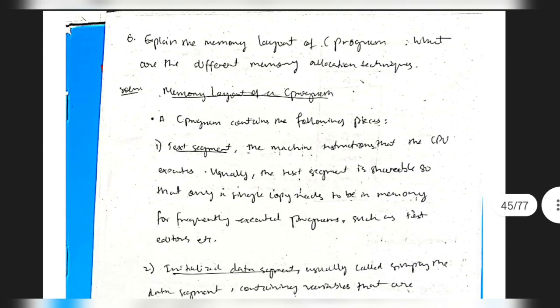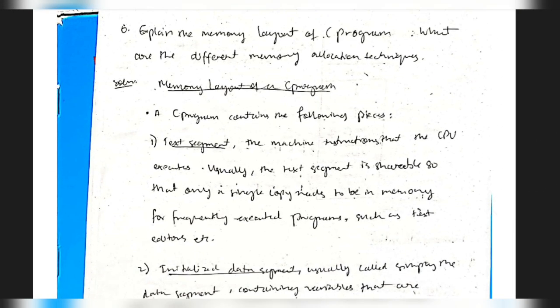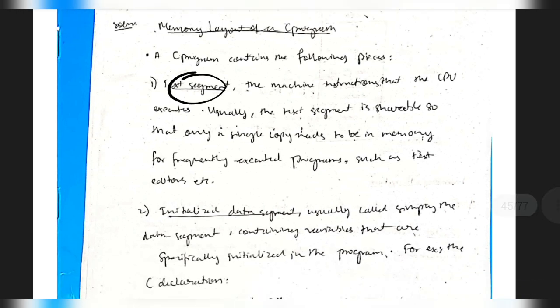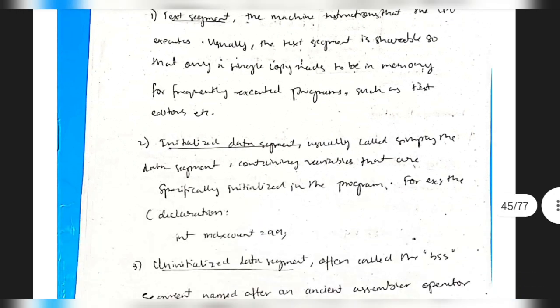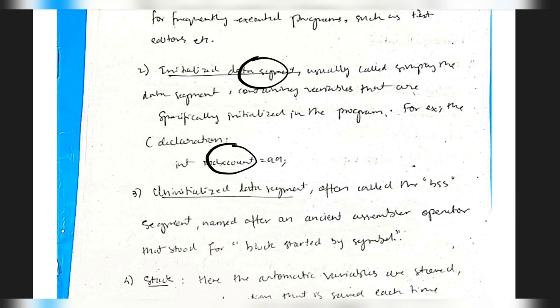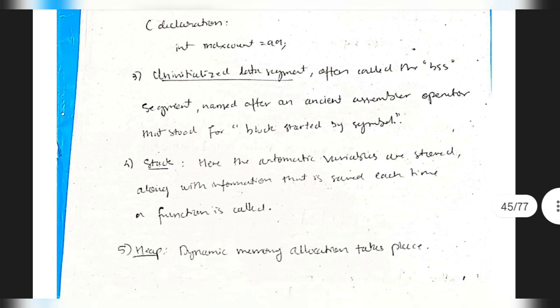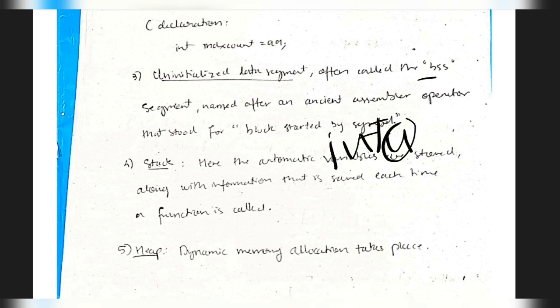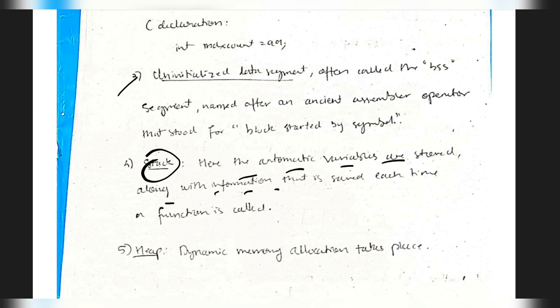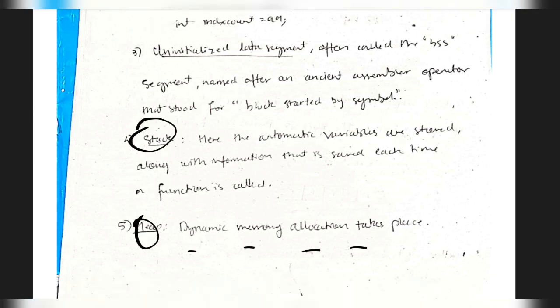This question is about the memory layout. What are the different memory allocation techniques? The memory layout is as follows. Firstly, it will have the text segment where the code will be. The next one is the initialized data segment, like max count equal to some value. All the variables there should be initialized; they should have some value. Then the uninitialized data segment, where we have just the data, like int a, which will not have any value as of now and will be assigned dynamically. That is the uninitialized data segment. For the stack, we have the automatic variables which are stored along with the reference information, and the heap is used for storing dynamic memory.